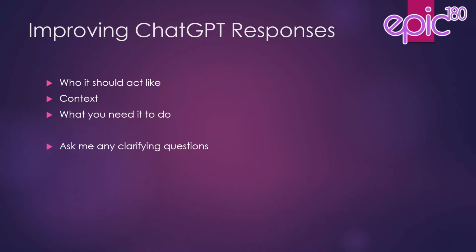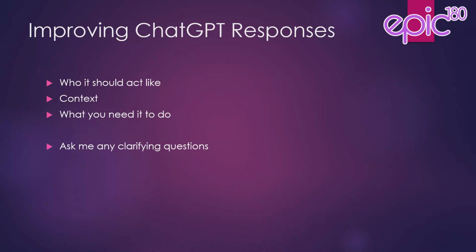It's a 4-step framework. First of all, tell it who you want it to act like. You want to give it some context of what you're going to ask it, and then you tell it what you want it to do. And finally, if you can, tell it to ask you clarifying questions to give you the best response possible. Now, it's not always needed, but sometimes it will ask you some questions that will improve the response you're getting.